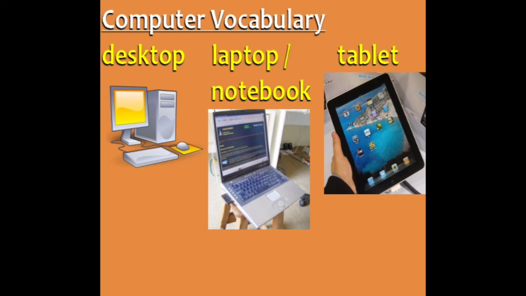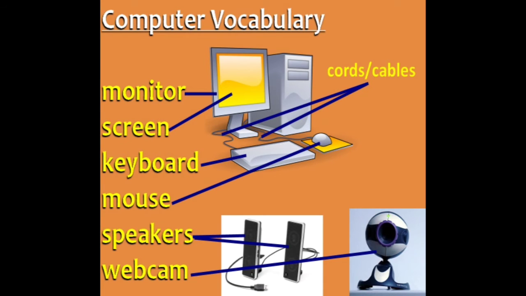Computer vocabulary. The three basic types of computers are a desktop, a laptop or notebook, and a tablet. A desktop computer has a monitor with a screen. Writing on a computer is called typing. You type on a keyboard. The individual buttons are called keys. Using the mouse, you can move the pointer on the screen. You can listen to music through the speakers and have video conferences with the webcam. And the cords or cables are what link all the parts together.